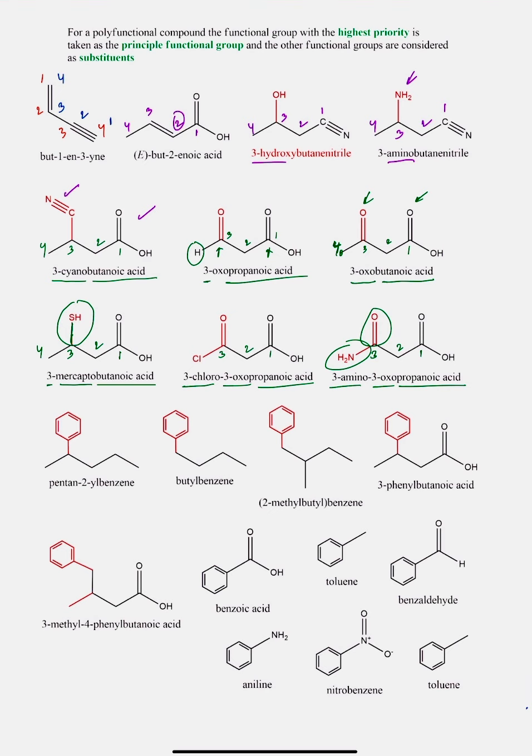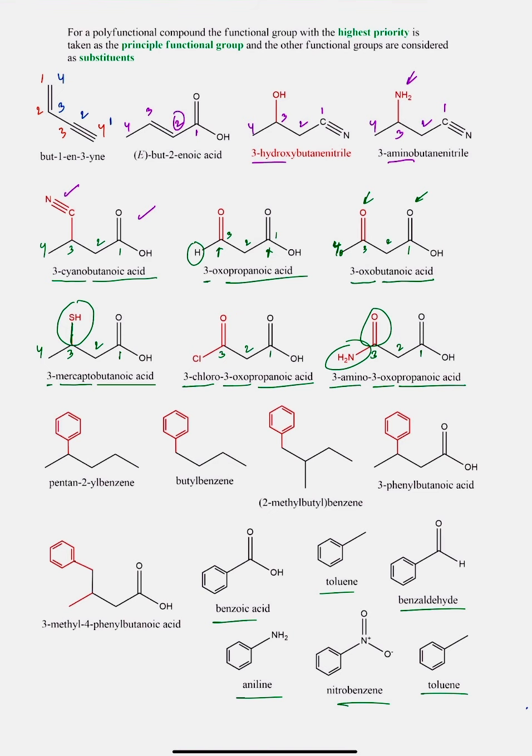Okay. Now here are some other compounds given. You can pause the video and just look at these names. Some of the names are common names here: benzoic acid, toluene, benzaldehyde, aniline, nitrobenzene. Toluene is given twice. I intended to give some other compound, I guess, there. I forgot. But anyway, what about this compound?